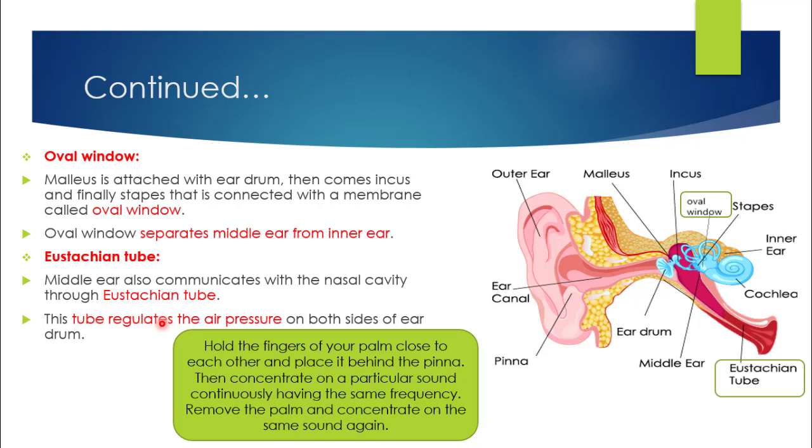So these are the three important parts of middle ear. First of all, three bones, that is malleus, incus, and stapes. Number two is the oval window, and the last important part of middle ear is eustachian tube.